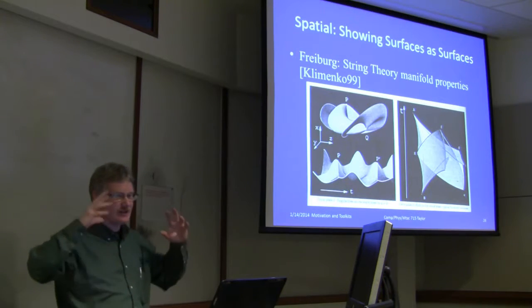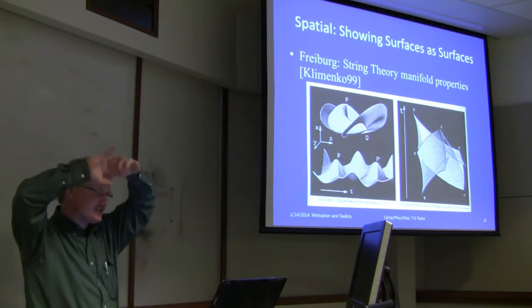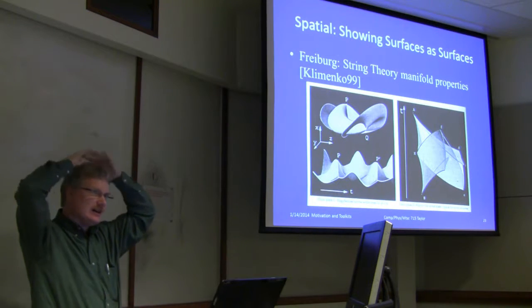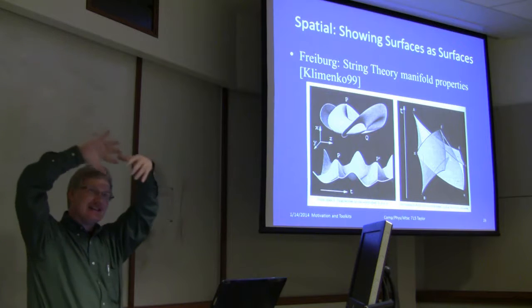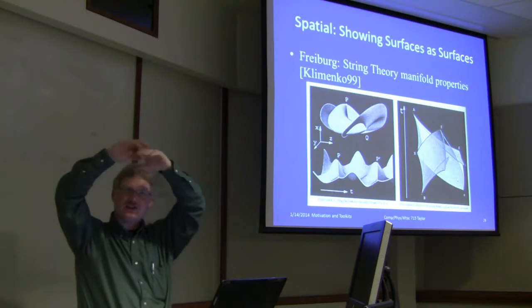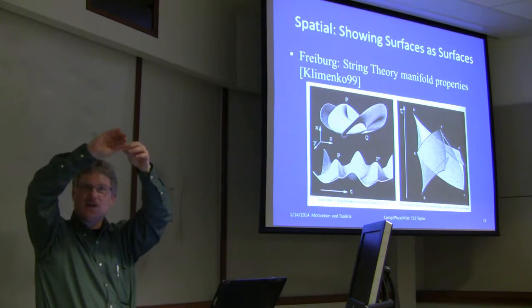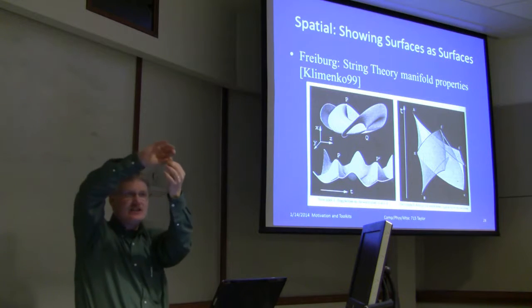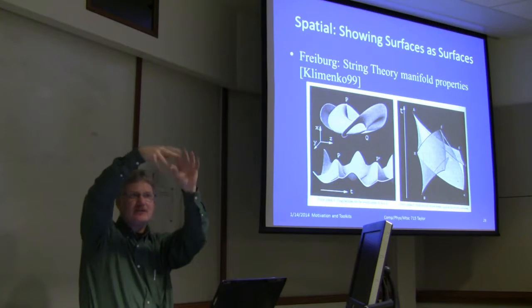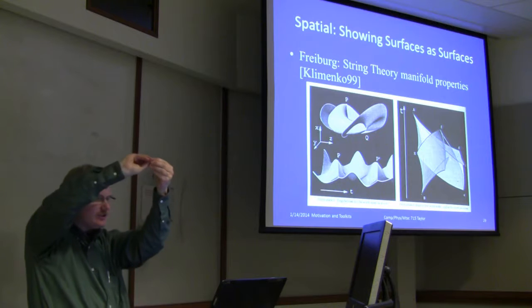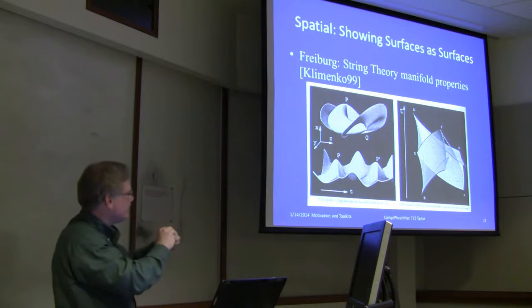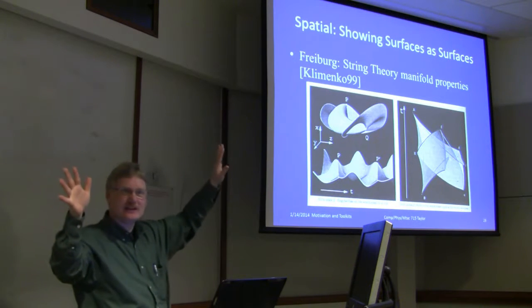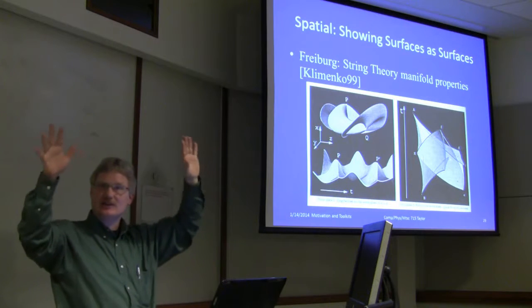So this is spatial, showing surfaces as surfaces. So this is string theory manifolds, high-dimensional manifolds projected down into 3-space. And the question is, where do singularities occur? Where do more than two kind of things touch at the same point? Three sheets come together, everything shrinks to a kind of infinitesimal point, and that gives you ideas of where in this hypothetical space to look for interesting math and interesting string theory.